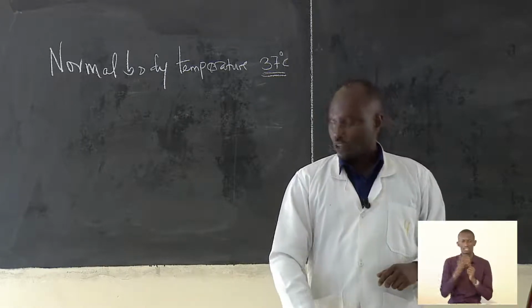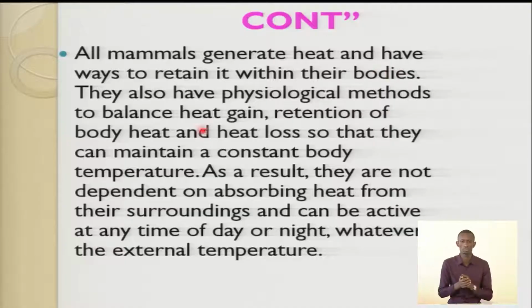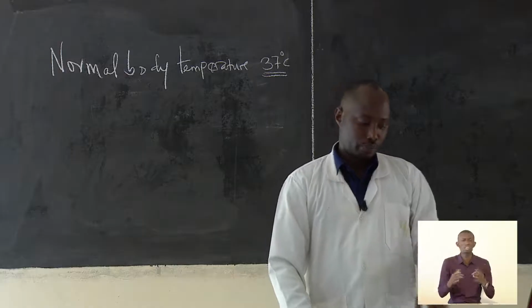They also have a physiological method to balance the heat, that is retention of body heat and heat loss, so that they can maintain a constant body temperature. So it means that the body temperature has to be maintained constant. When we are talking about that, remember we are talking about temperature regulation. As a result, they are not dependent on absorbing heat from their surroundings, and can be active at any time of the day or night, whatever the external temperature is.